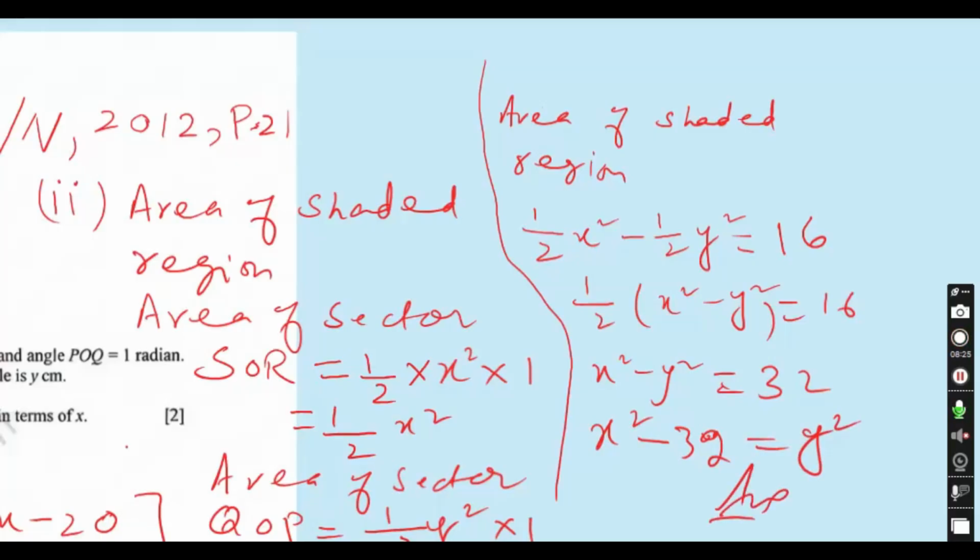This is the answer of part 2, because the requirement is to write y square in terms of x square. So the final answer is y square is equal to x square minus 32. Hope you understand this part. Very easy. Move to the last part of the question.